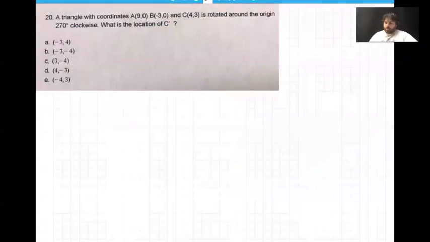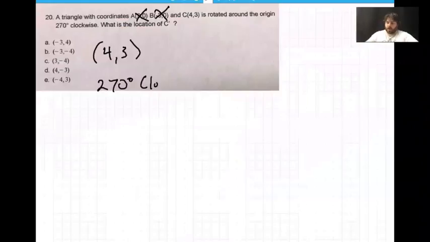All right, a triangle with coordinates A 9, 0, B negative 3, 0, and C 4, 3 is rotated around the origin 270 degrees clockwise. What is the location of C prime? All right, so C prime, I don't care about A or B. I'm really just focusing on C, which is 4, 3. I have two choices, 270 degrees clockwise, which is really 90 degrees clockwise times 3. So I want to do it 3 times.